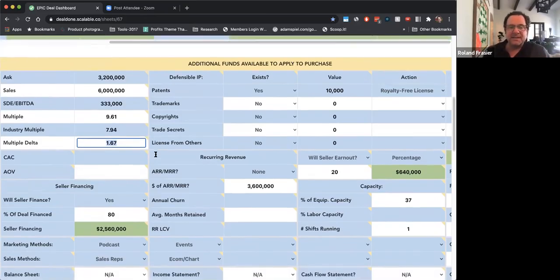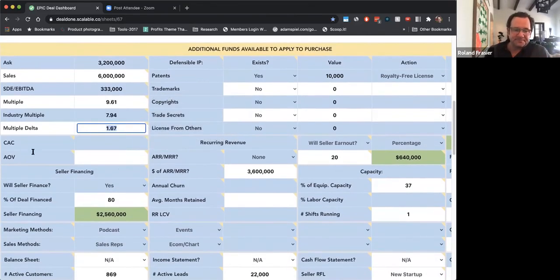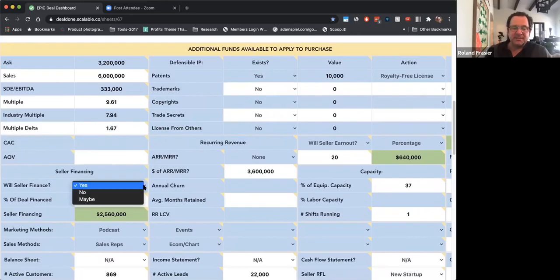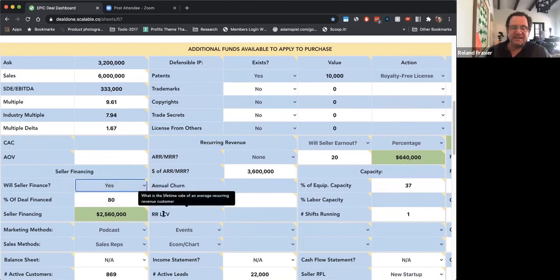Then I'm going to go through this. I didn't give you customer acquisition cost or average order value, but I'm going to assume that the seller will finance, as Jeff did. I'm going to argue for 80%. If I can get that, that's $2,560,000.